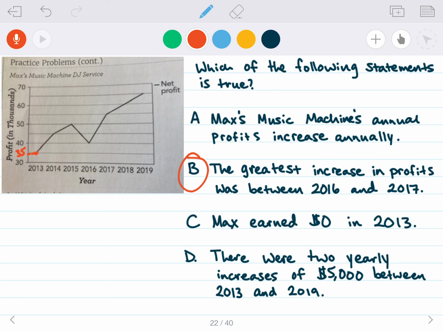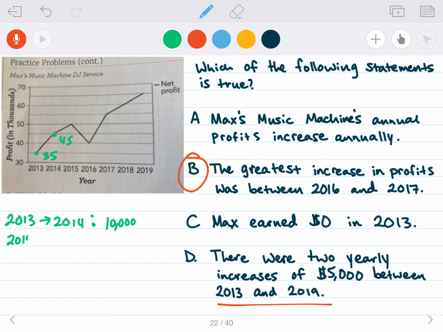And the next one says there were two yearly increases of $5,000 between 2013 and 2019. So let's prove that one's false. Let's see. From 2013 to 2014, what's the increase? Actually I meant to put 2014, let's change that. So I went from 35,000 to 45,000. So that's an increase of 10,000.